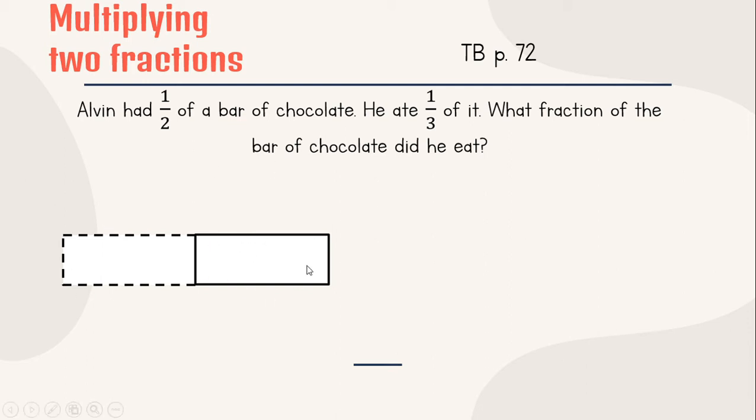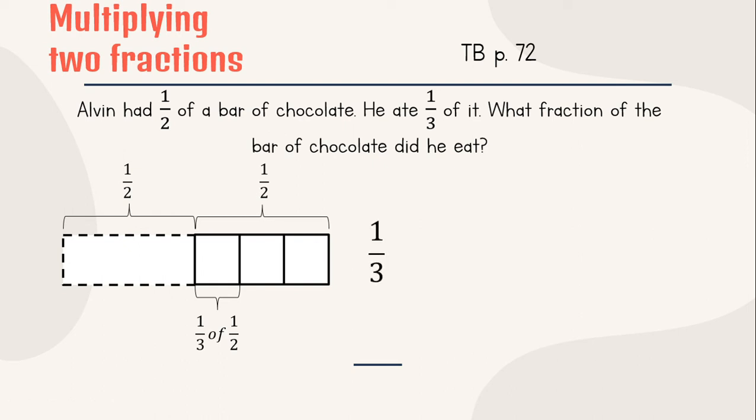So for this one, it has been eaten. So half of this chocolate, and then Alvin ate 1 per 3. So for this half, we're going to divide it into 3 parts. That's it. And that 3 parts of the whole, we can say it like that, 1 per 3. How do we know that is 1 per 3? Look at here, this is 1, and there are 3 parts. So 1 per 3 of half, okay?